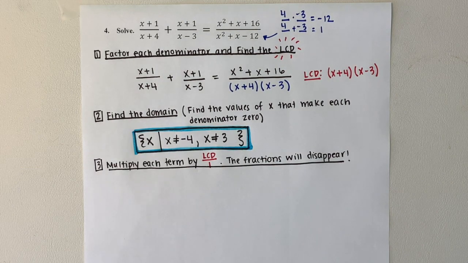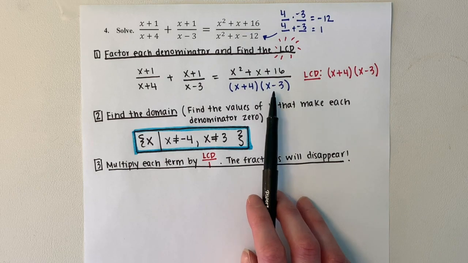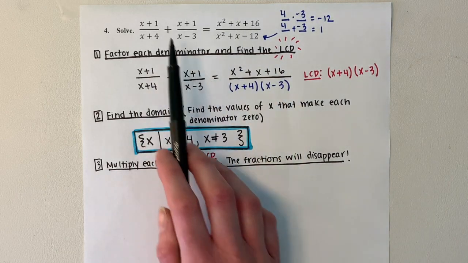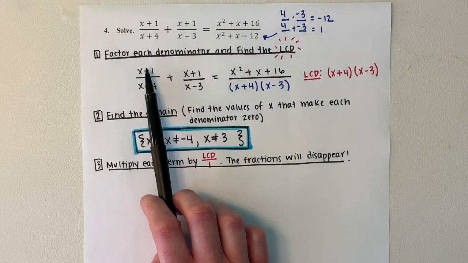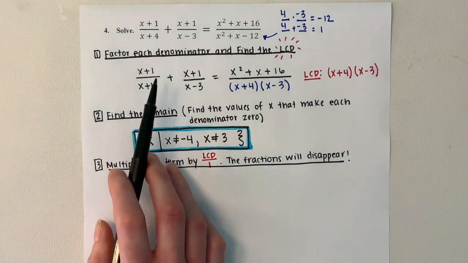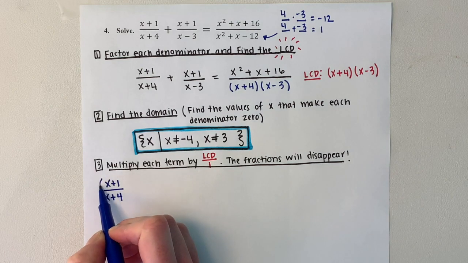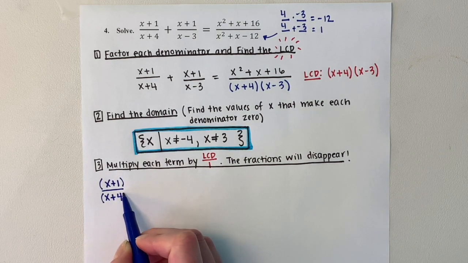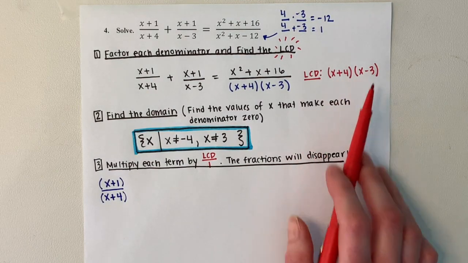Step 3, we're going to multiply each term by the LCD over 1, and that will make our fractions disappear. Again, we're focusing on the problem in factored form, not this original form of the problem. So let's see, we have 3 terms here, 1, 2, 3, and we're going to multiply each of those 3 terms by the LCD over 1. I'm going to start by copying down this term right here, and I'm going to add parentheses around the numerator and the denominator, since both the numerator and the denominator are made up of more than one term. And then I'm going to multiply by the LCD over 1.